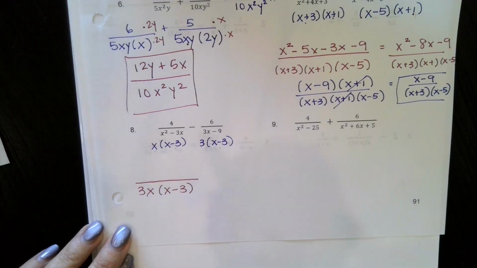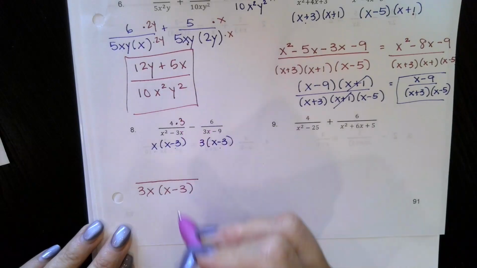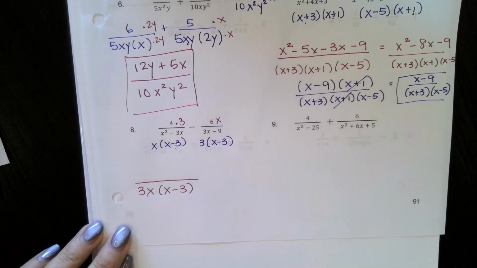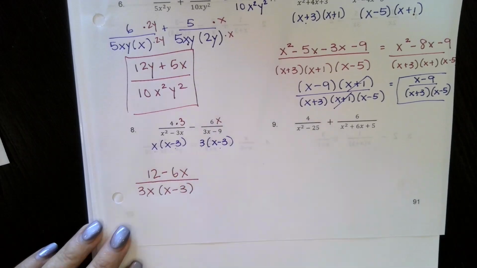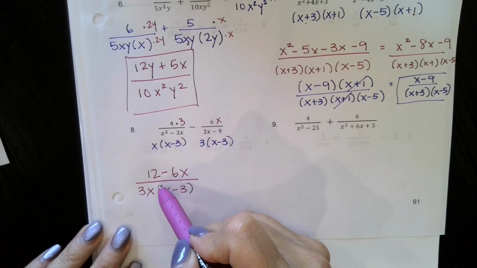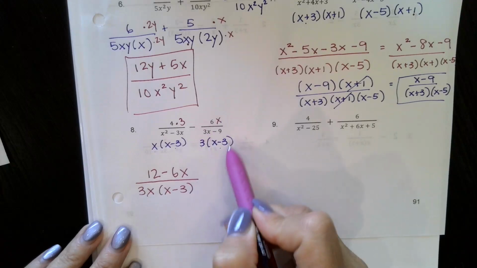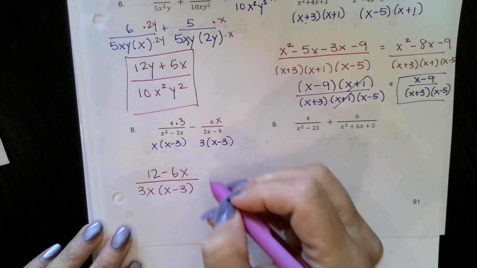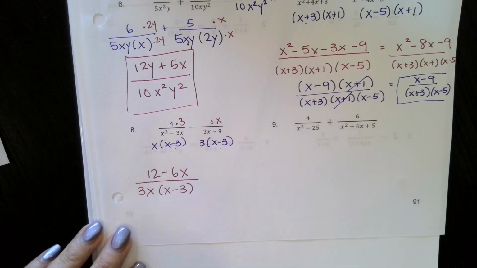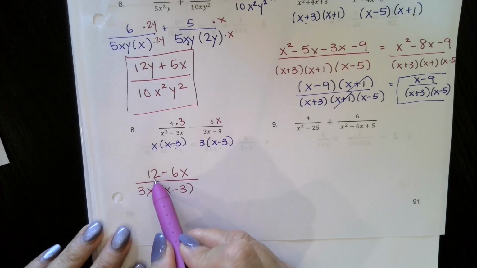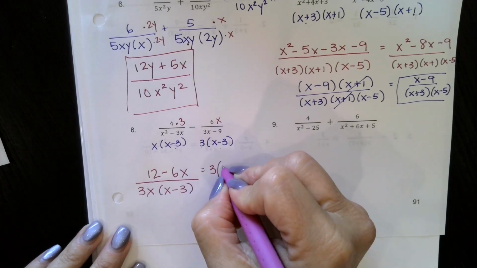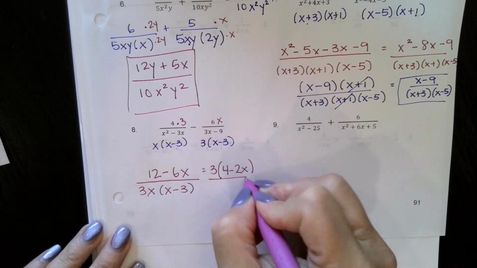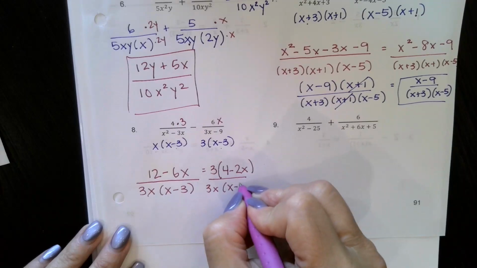So I have to see what's missing. What's missing in this one is just 3, and what's missing in this one is just x. So this is going to simplify into 12 minus 6x. All right, 4 times 3 is 12, minus 6 times x, because I have everything else that I need. Okay, now, this in itself doesn't simplify, but I can get rid of this. This is divisible by 3, this is divisible by 3, and this is divisible by 3. So if I factor out a 3, I would have 4 minus 2x on the top, and I would have 3x times x minus 3 on the bottom.